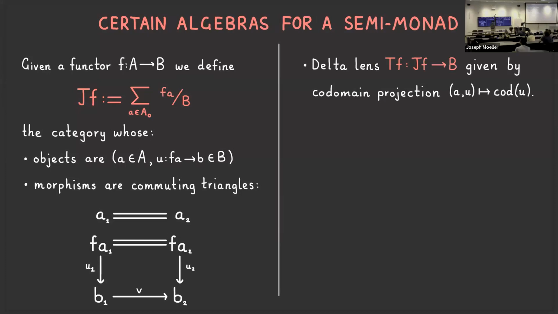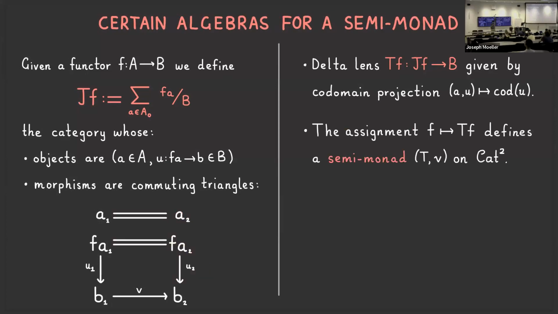And this is a delta lens. How can we see that? Well, if we take an object A1, U1, we look at its codomain projection, which is B1, and then we look at a morphism out of that, which is V, we can just lift that up by a composition to get a square or a triangle in J of F.